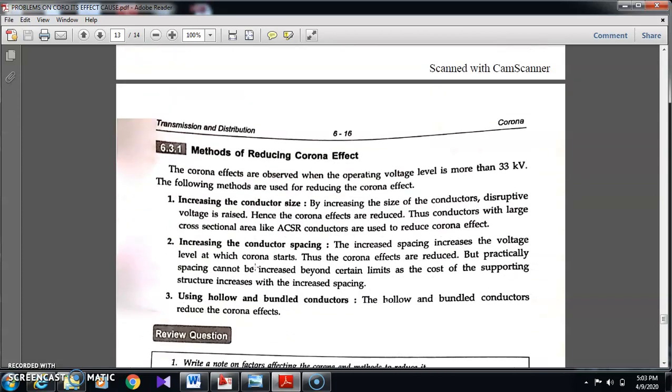And what are the methods to reduce it? I told you how to reduce this. You have to increase the conductor size by using bundled conductors. You can reduce it by increasing the spacing between the conductors, using hollow or bundled conductors. Obviously, when the thickness of the conductor is more, corona loss will reduce.